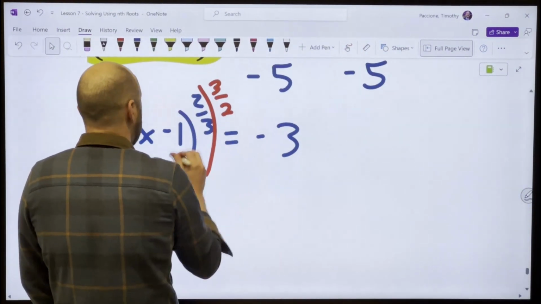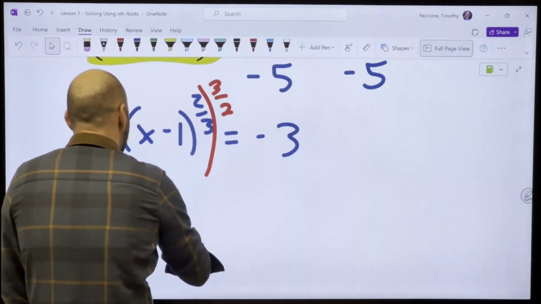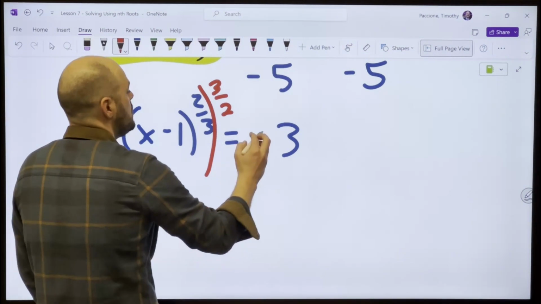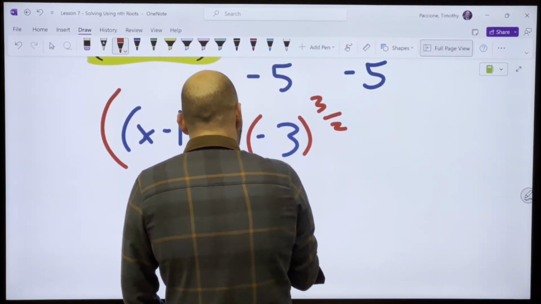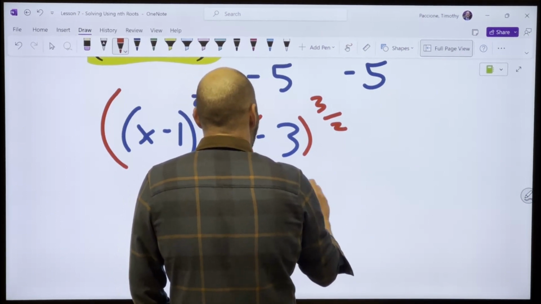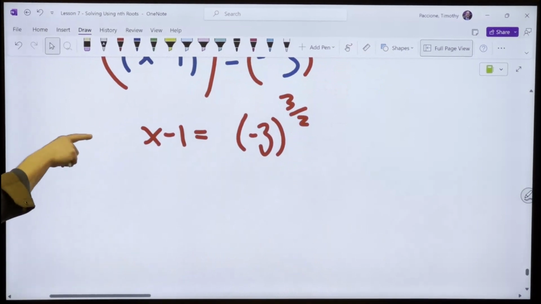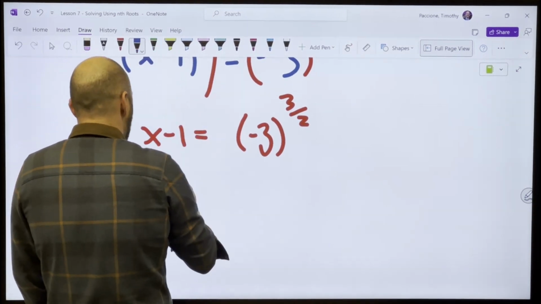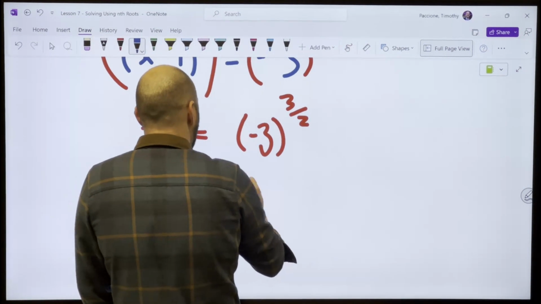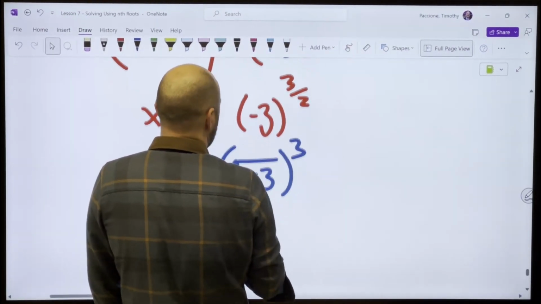Okay, so this gives me 6 over 6, which is 1, which goes away. So I get x minus 1 equals negative 3 to the 3/2. Okay, so what's my root here? 2, and what's my exponent? 3. Okay, so I have x minus 1 equals the square root of negative 3 to the power of 3. So now what?